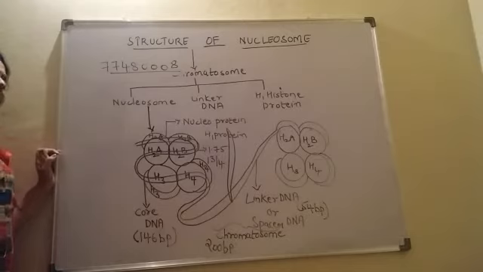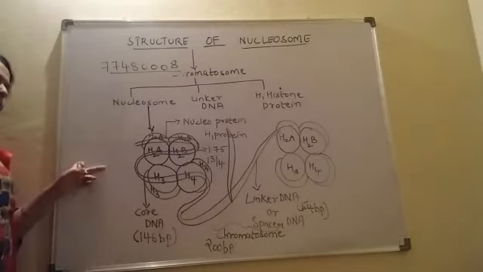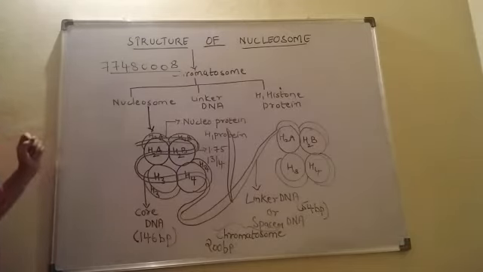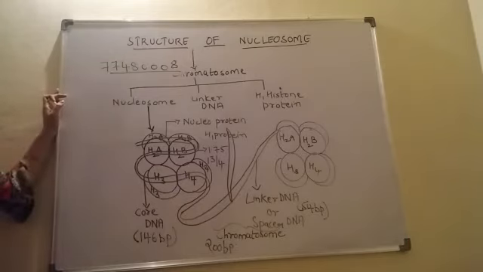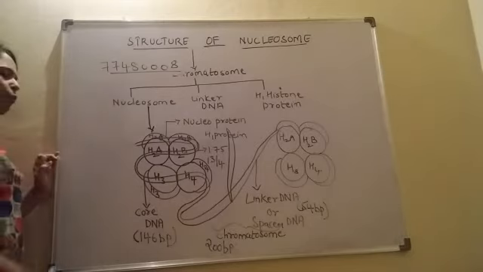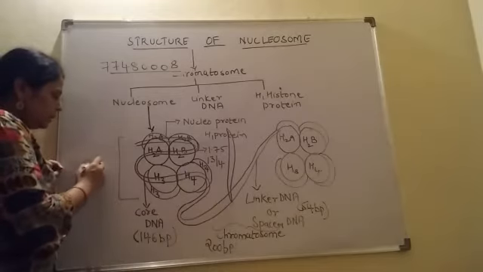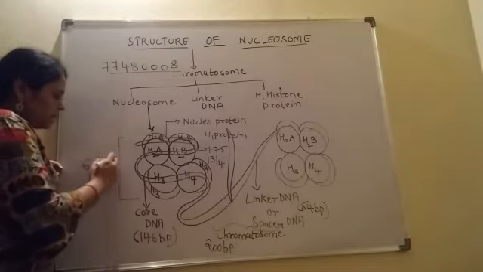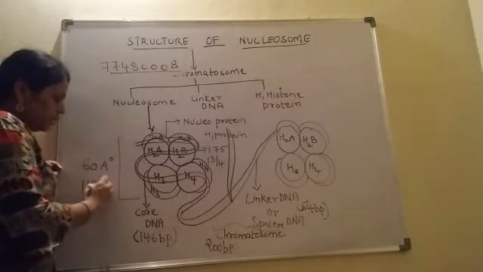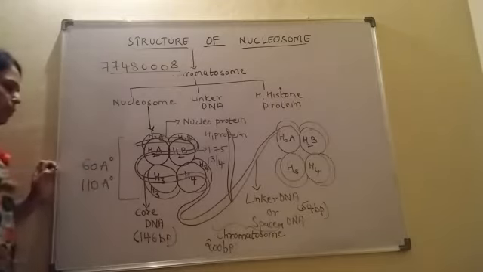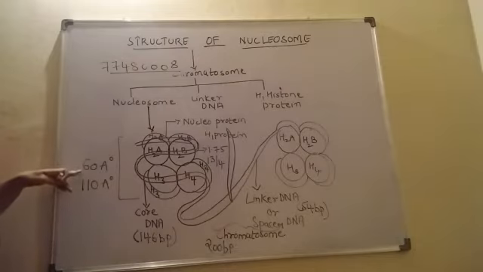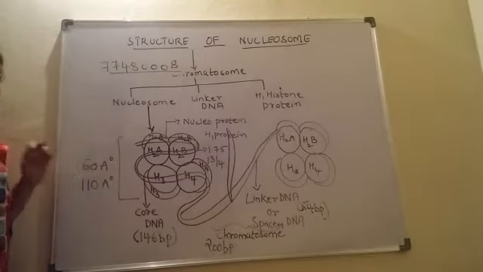And how many turns will the DNA take on the octamer? Two turns, around 1.75 or 1/3 turn, the DNA will take on the octamer. Now what is the height of the nucleosome? The height of the nucleosome will be around 60 angstrom and the diameter is about 110 angstrom. This is regarding the height and diameter of the nucleosome.